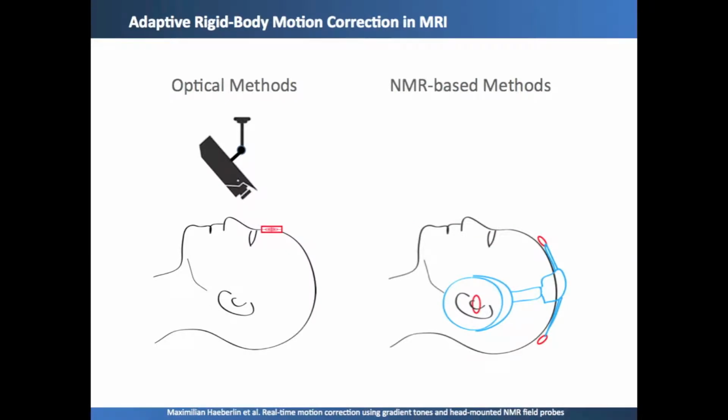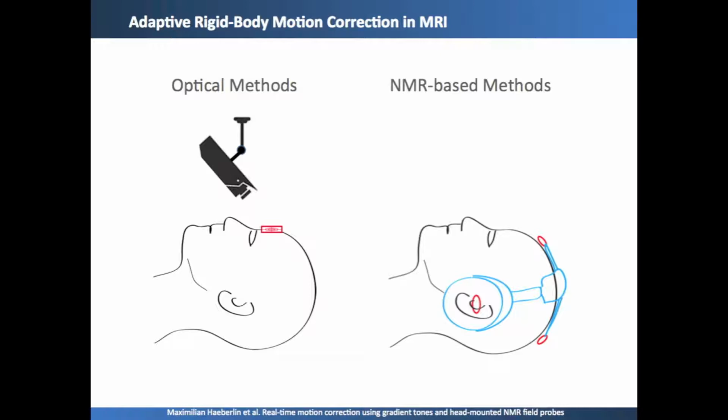The context of our work is adaptive rigid body motion correction, which relies on a signal from an external marker in order to infer the rigid body transformation of the current head pose and head position in a reference time point. Optical methods can do that. They essentially track a marker with a camera, and the marker is attached to the forehead of a subject, for instance, and the camera is typically placed in the bore.